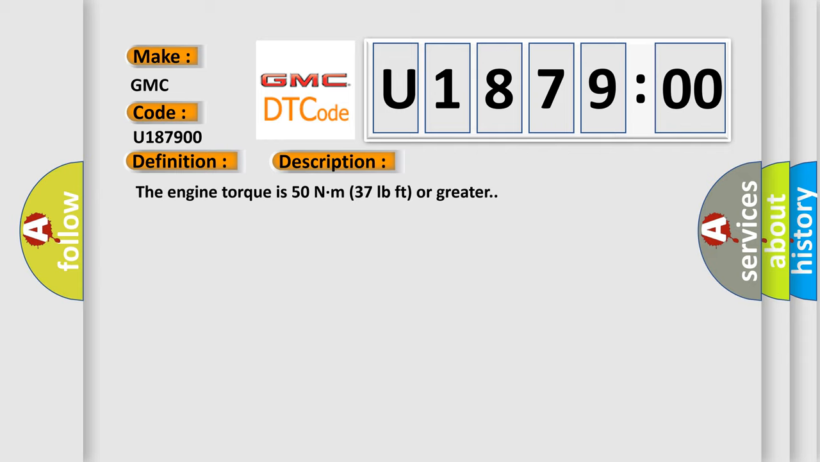This diagnostic error occurs most often in these cases: both of the following conditions must occur twice during the same trip: the TCM commands second gear and the resulting gear ratio is 3.01 to 3.31 for 2 seconds. The TCM commands third gear and the resulting gear ratio is 0.651-0.91 for 2 seconds.